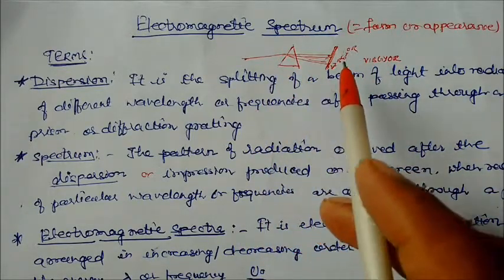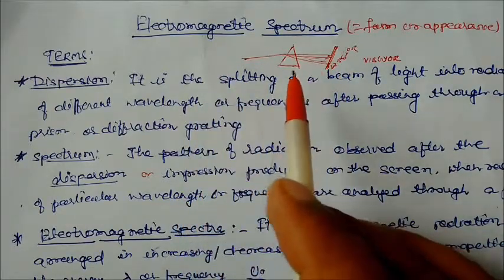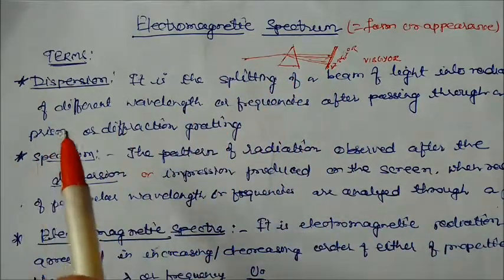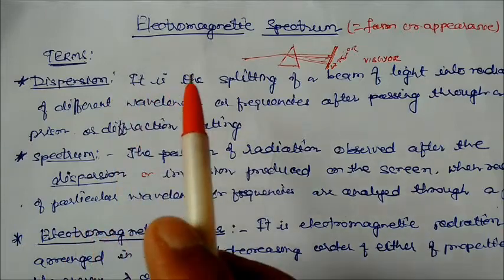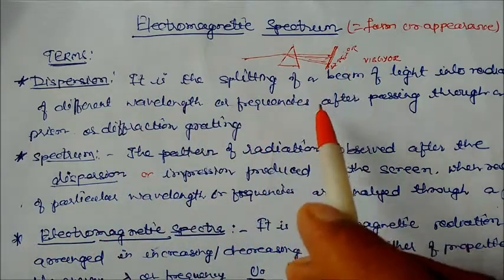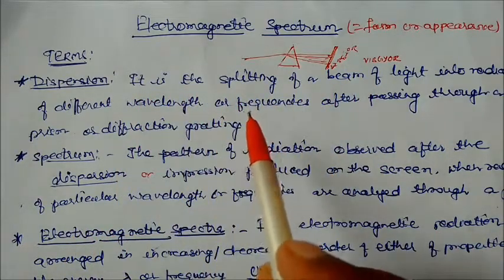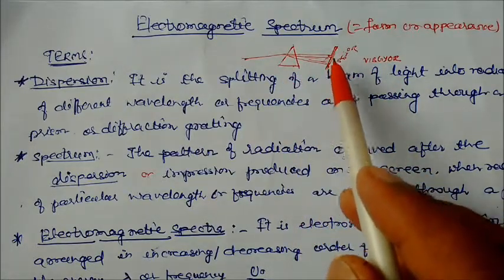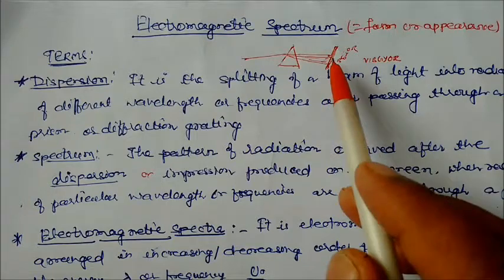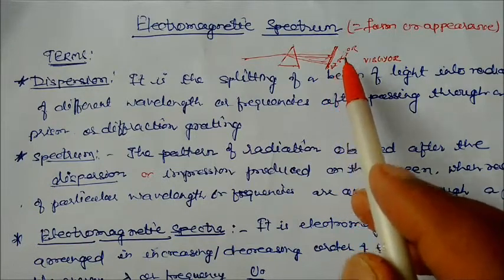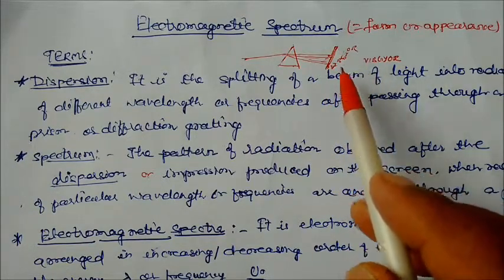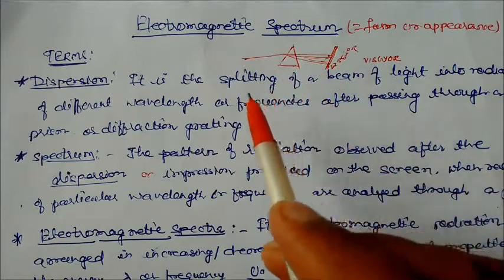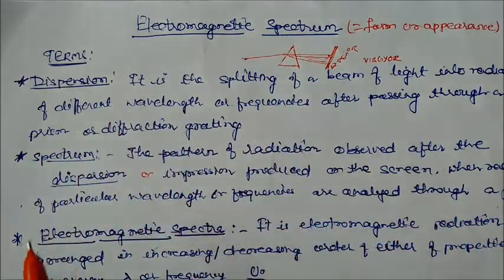We have already seen electromagnetic radiations. In that we studied that after the passing of sunlight through a prism, we see a spectrum consisting of 7 colors. We have already discussed that. This is a spectrum which consists of different colors having different wavelengths. Let us know some terms related to these things.